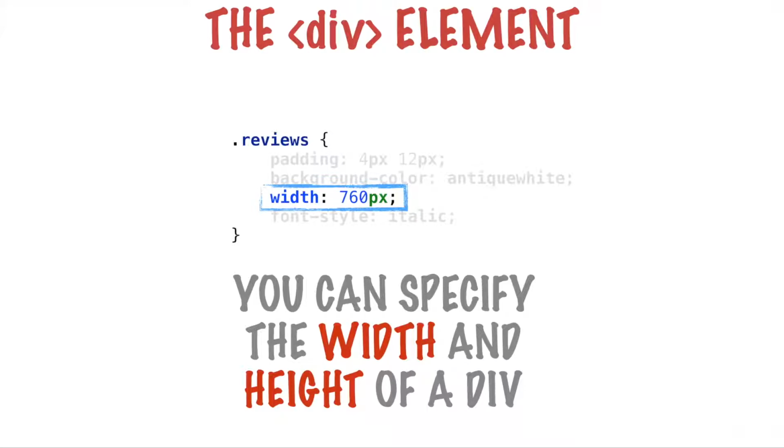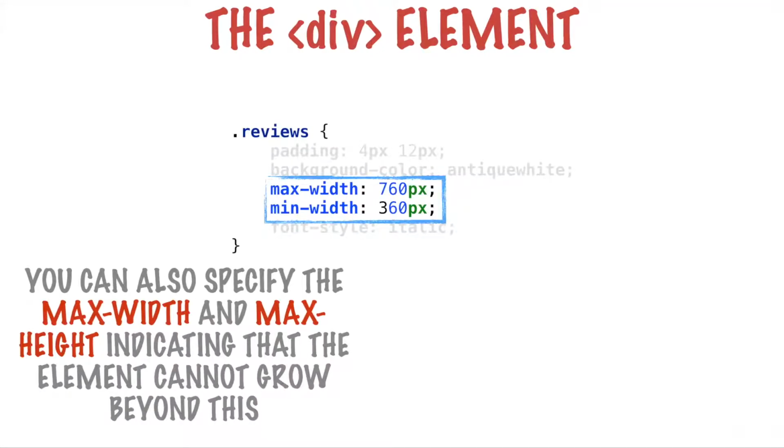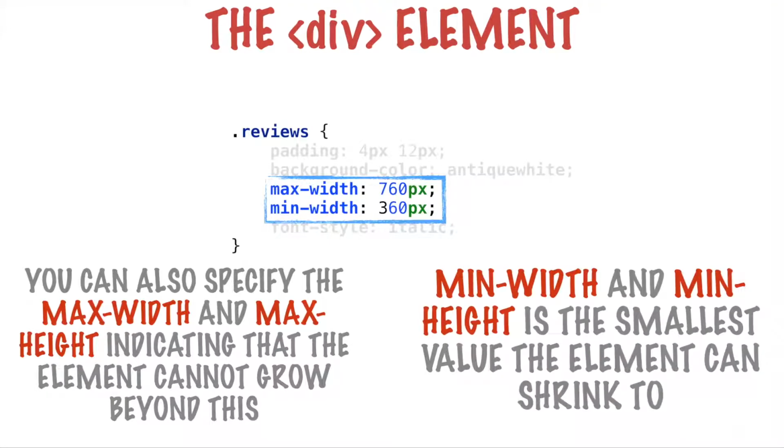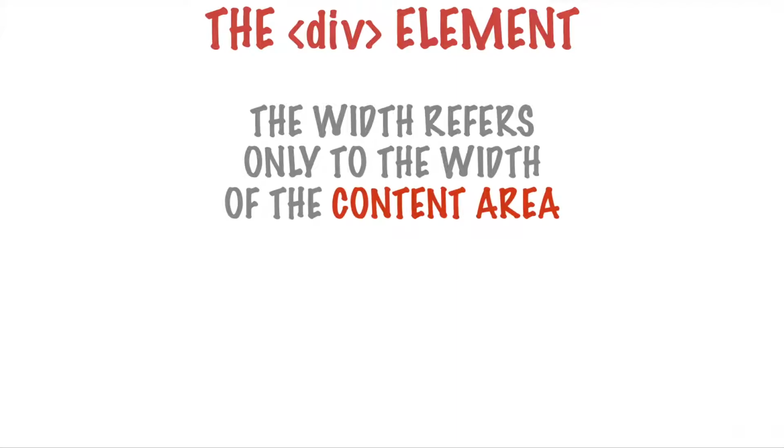It's possible to set the width and the height, as well as the maximum width and height, as well as the minimum width and height for a div element. These parameters will indicate bounds beyond which the element cannot grow or cannot shrink. This way, even as the page is resized or as the user zooms in and out, the size of the div element will still be constrained.